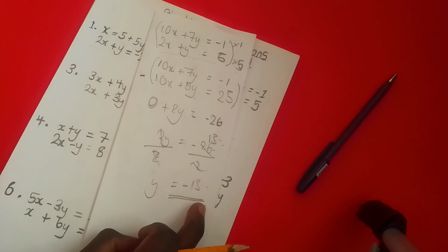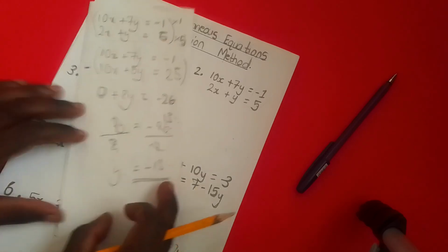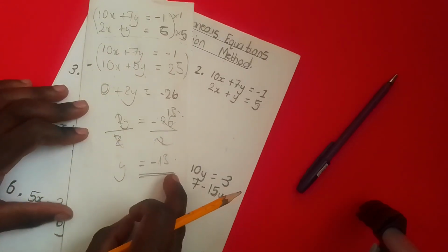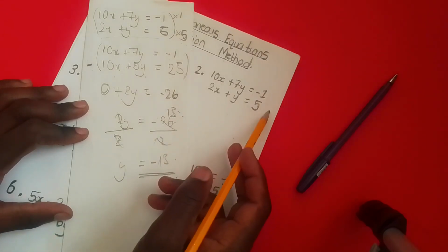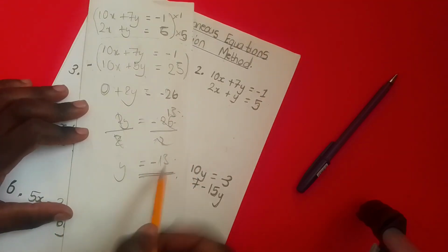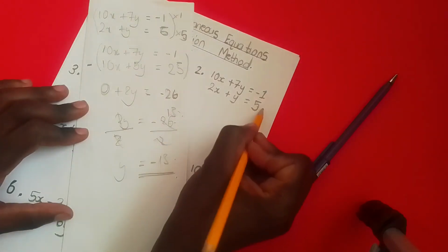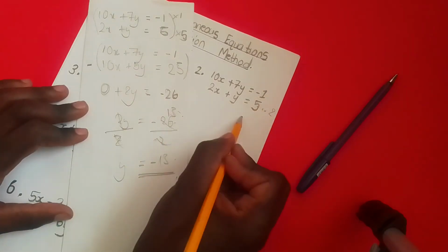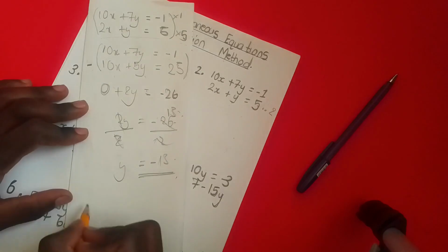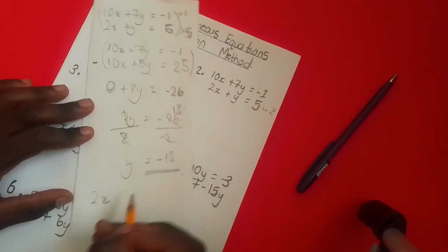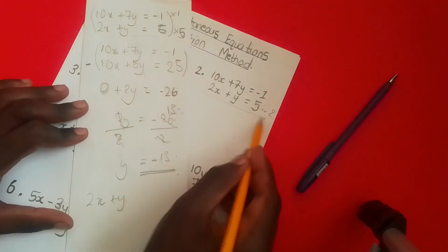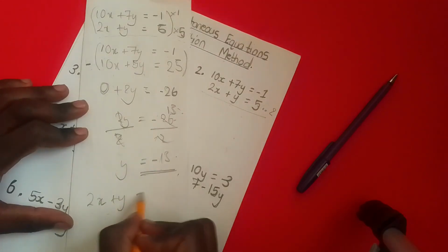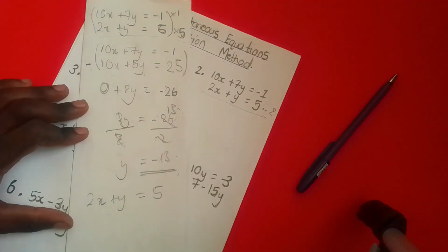I hope that's clear. And so step number 2, we now want to solve for what? For x. So you can just choose any equation. Then you eliminate y and put the value of y. So let's say I have chosen equation 2. What's equation 2 saying? Equation 2 is saying 2x plus y equal to what? Equal to 5. This is equation 2.